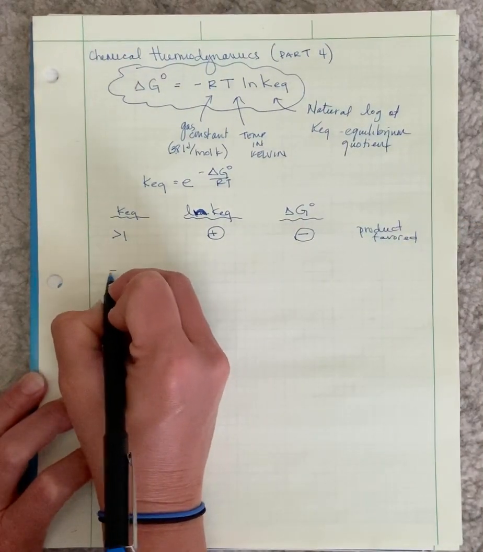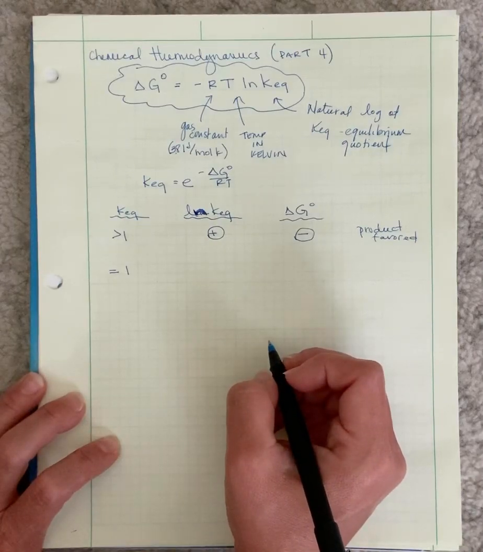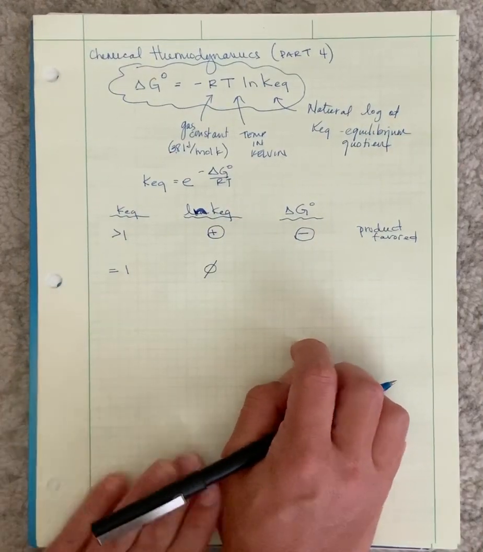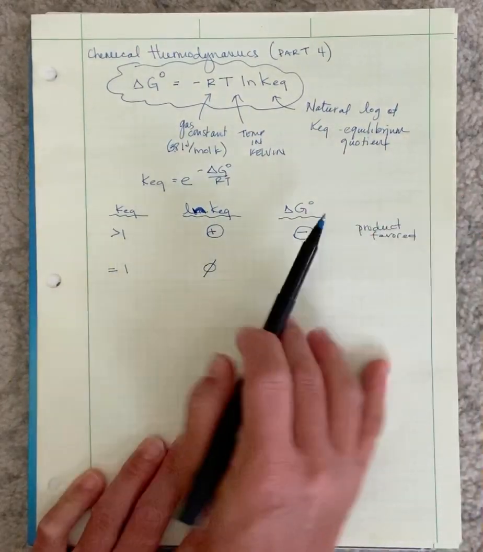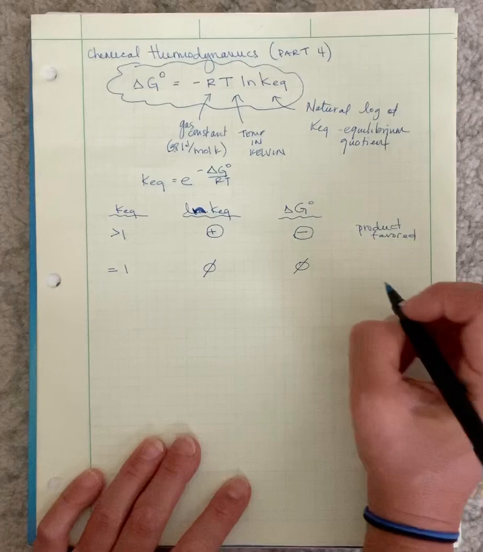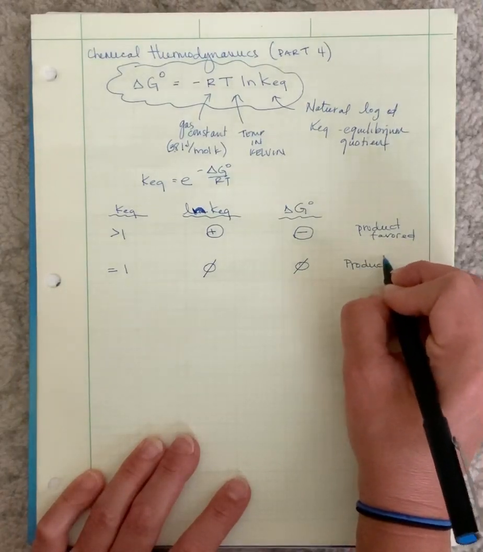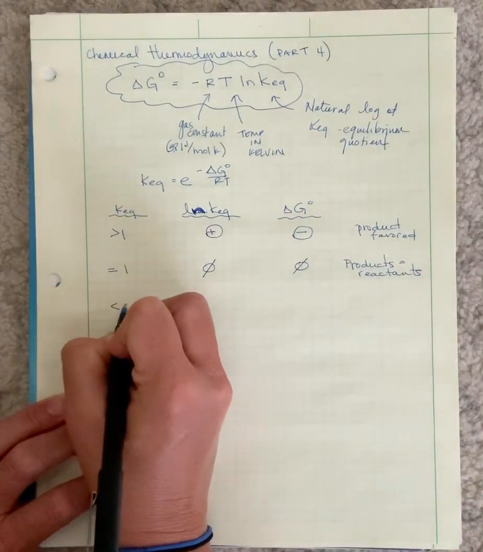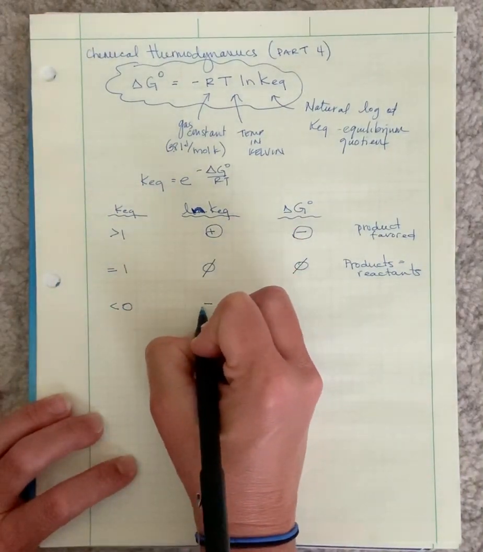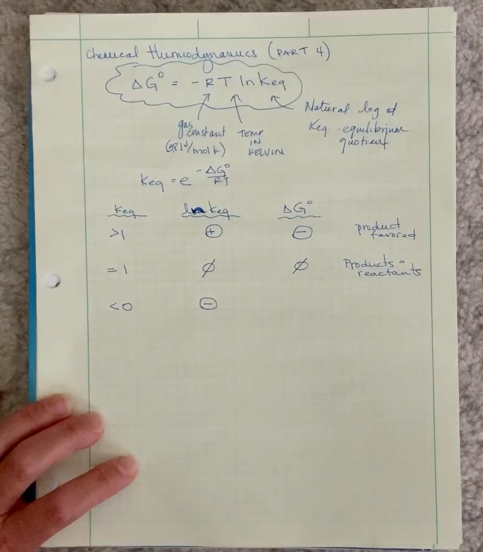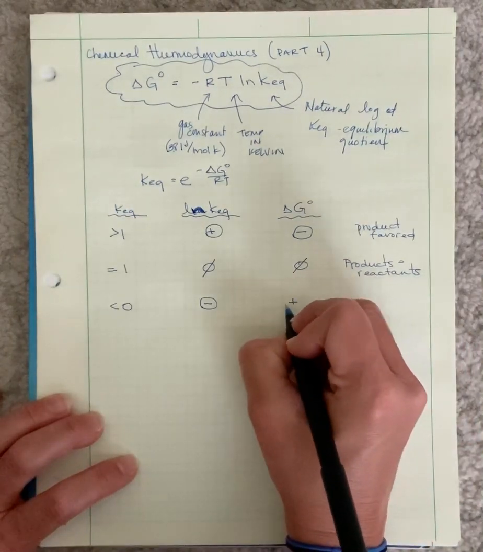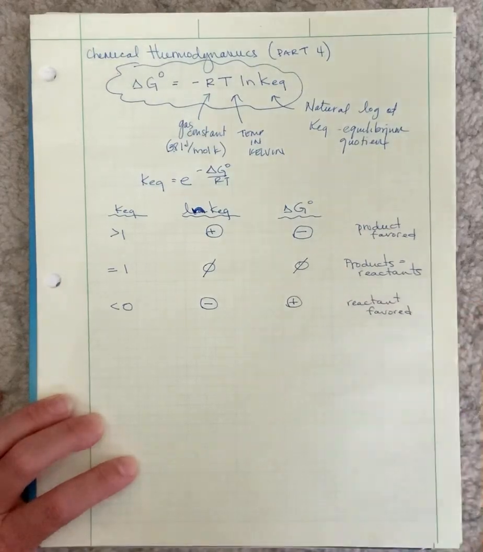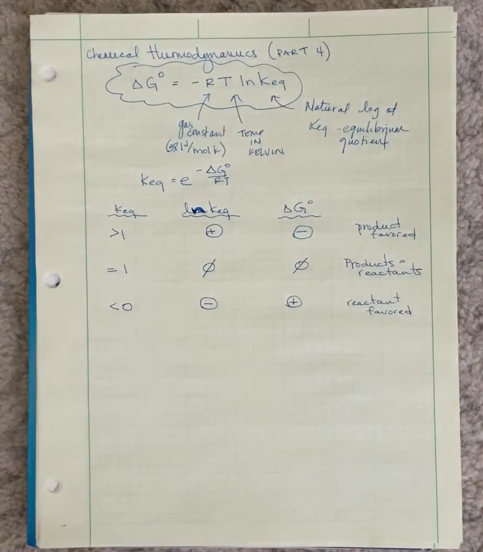If we have KEQ that's equal to 1, this means we are at equilibrium. And our natural log of KEQ is going to be 0. And our change in Gibbs free energy is going to be 0, which at equilibrium, change in Gibbs free energy is 0. KEQ is equal to 1. This means our products are equal to our reactants. And then if we have KEQ that is less than 1, this means our natural log of KEQ is going to be negative. And our Gibbs free energy is going to be positive, which means it's reactant favored or non-spontaneous, and it's not going to be proceeding forward spontaneously.